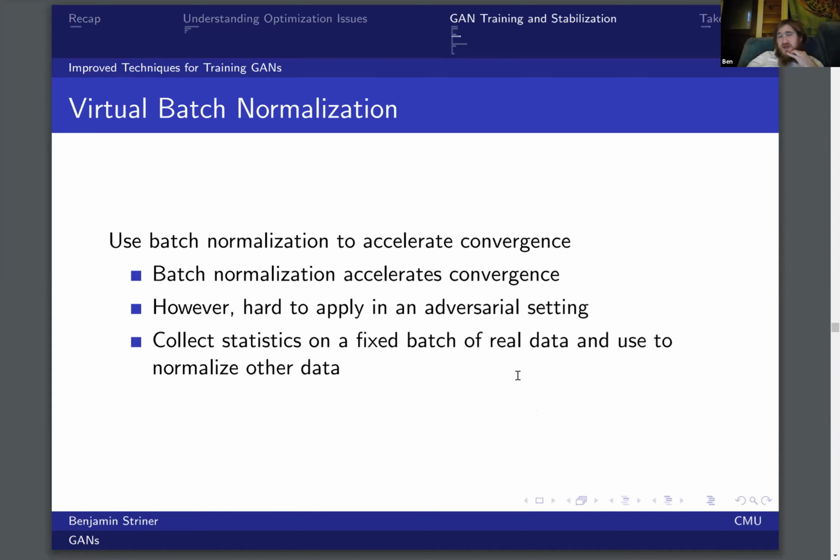Another idea is virtual batch normalization. I'm not going to dig too much into this, but basically, batch normalization is helpful, just like in everything else. But batch normalization can kind of bring things back to center, prevent too many of the oscillations, and of course, it makes things converge faster and better. So it's a little tricky to do in an adversarial setting, but if you do your batch normalization on your generator and on your discriminator, that will help things out.